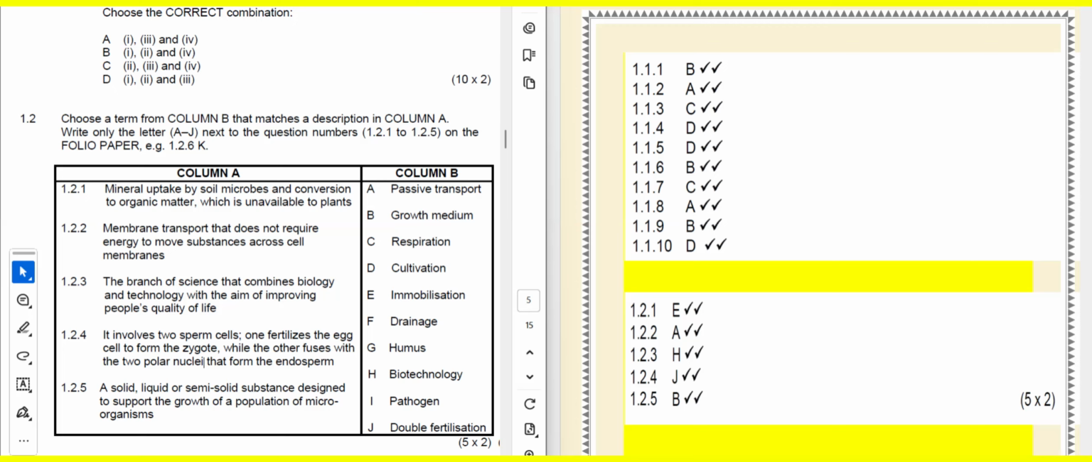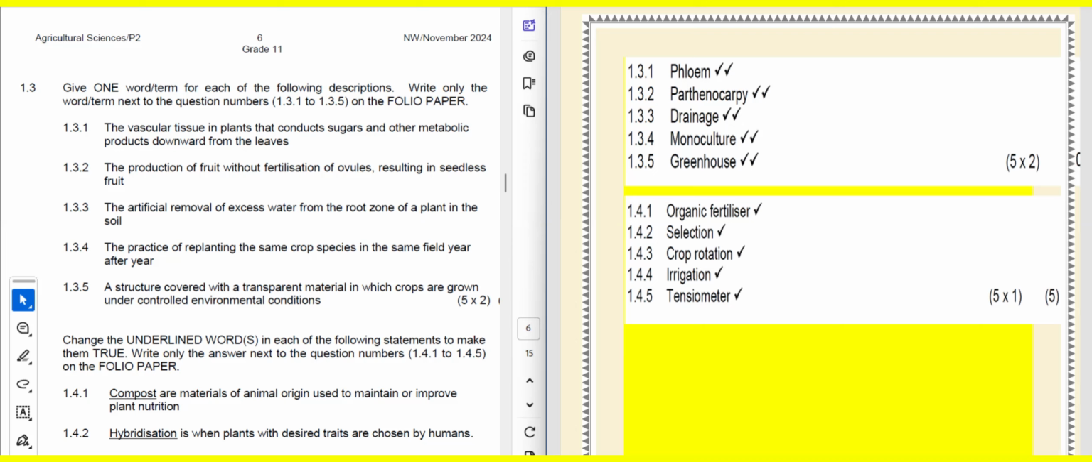1.2.5. A solid, liquid, or semi-solid substance designed to support the growth of a population of microorganisms. Karabo, what is the answer? Letter B. This refers to growth medium. Correct.